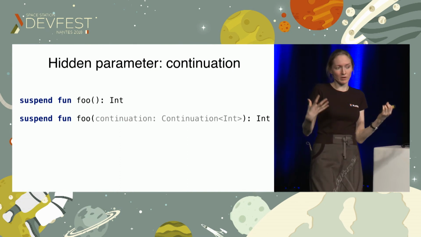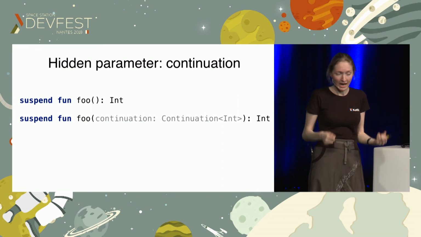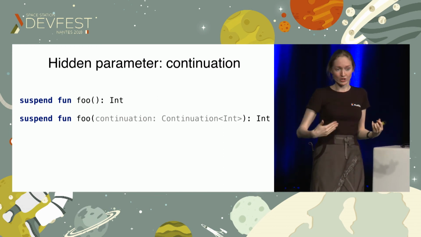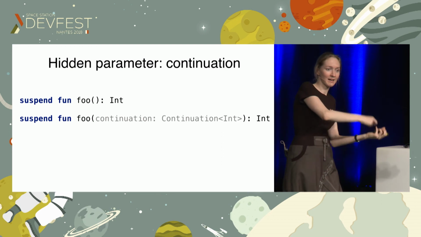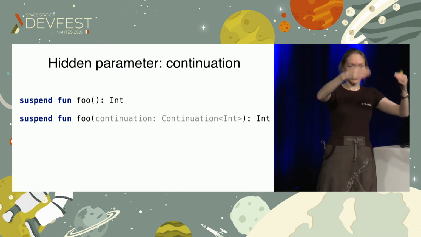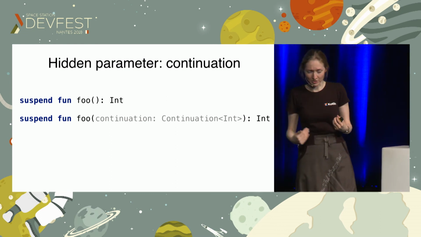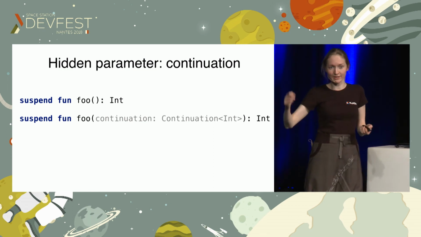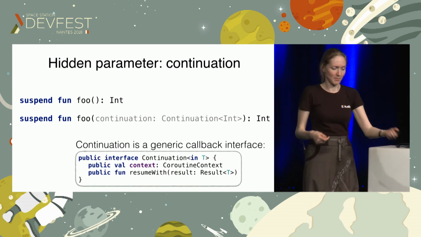Whenever you write a suspend function, under the hood, in the bytecode, this suspend function takes an additional parameter. It is generated to take this additional parameter, and the compiler automatically generates it. If we look at continuation, it's kind of a generic callback interface. And to some extent, coroutines work through the same callbacks mechanism like before.